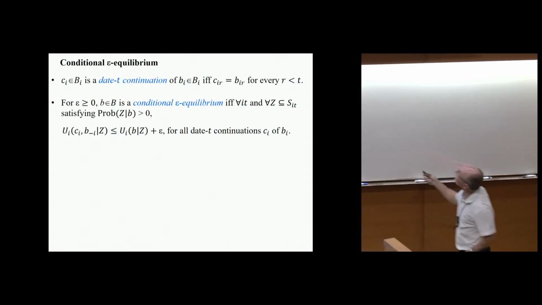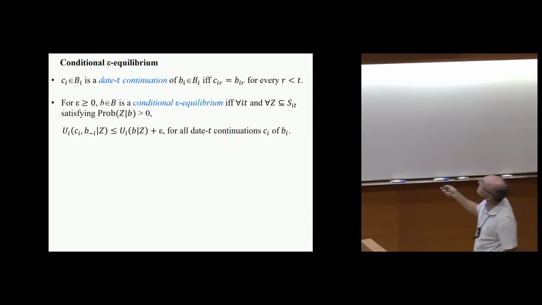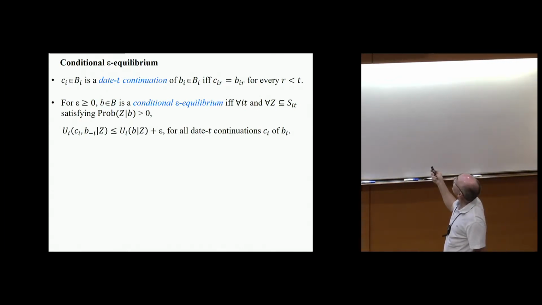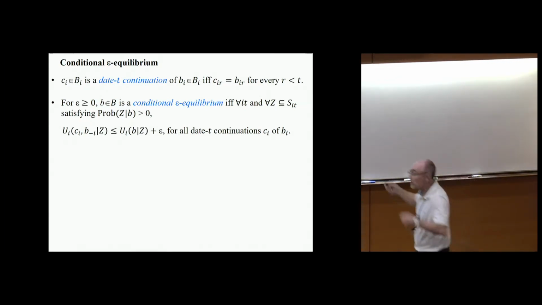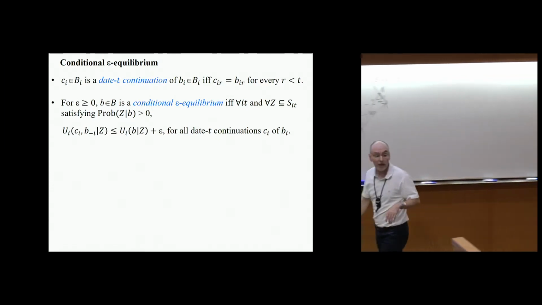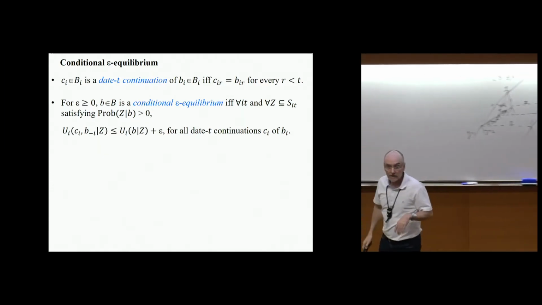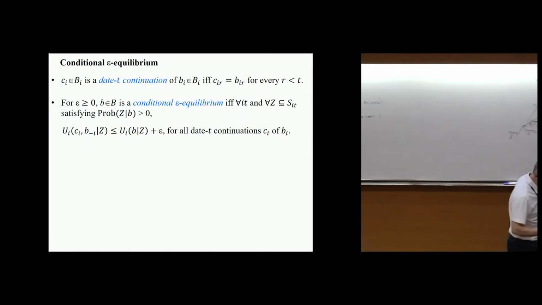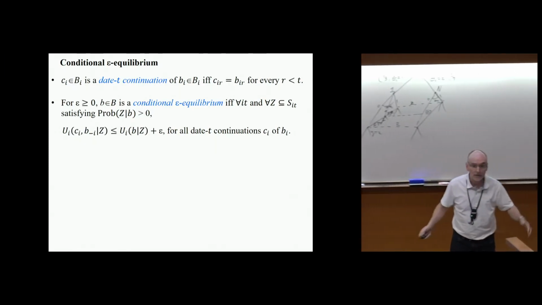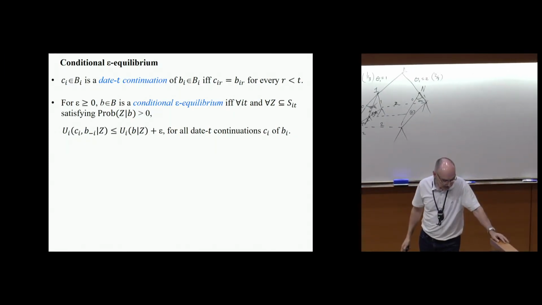Okay, now we're only checking a set of information sets, subsets of information sets that occur with positive probability. Of course, there's lots that one needs to do to get to sequential equilibrium here, but that's the basic idea, conditional epsilon equilibrium. Is that okay?